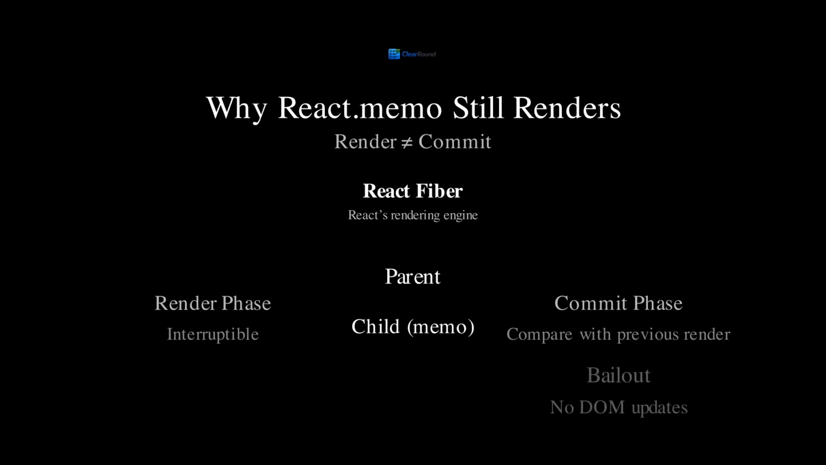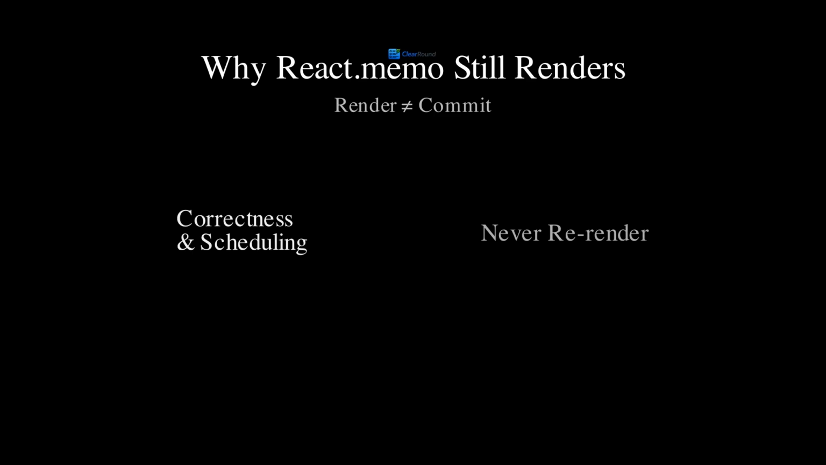Because of this, React cannot assume that a component function will only run when the UI actually changes. Even for memoized components, React may still render them to determine whether their output can be reused, only after the render phase completes. React compares the new fiber tree with the previous one. If it sees that nothing has changed, React bails out. No DOM updates, no layout work, no effects rerunning. So React.memo works by preventing unnecessary commits, not by skipping the render phase entirely.